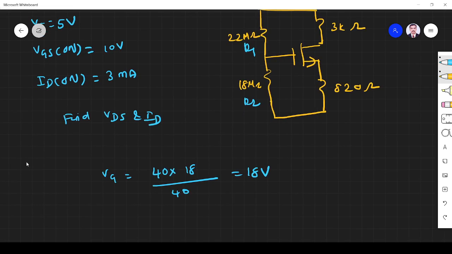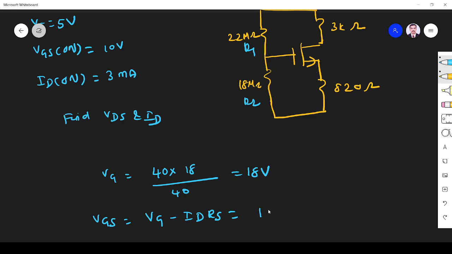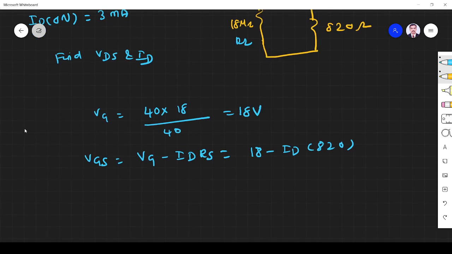Next, what we have to find? We have to find VGS. We know VGS is equal to VG minus ID RS, right? So VG is 18 volt, ID I don't know, RS is 820 ohm, so it is 820 ID. Okay, now we have to find ID.